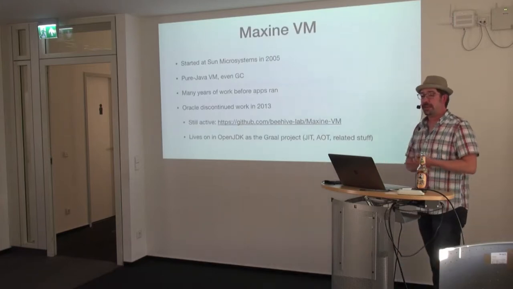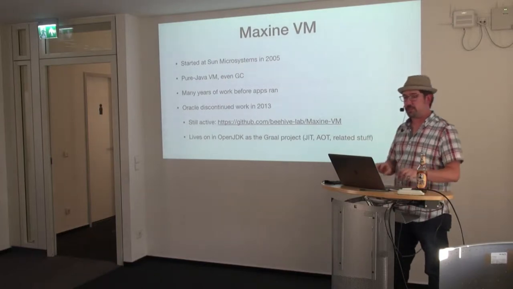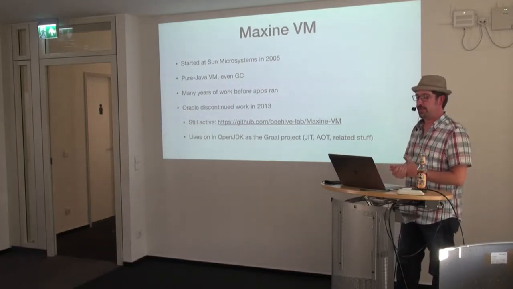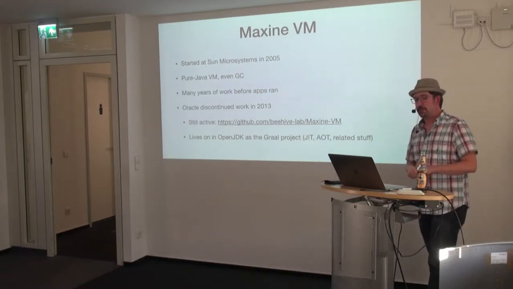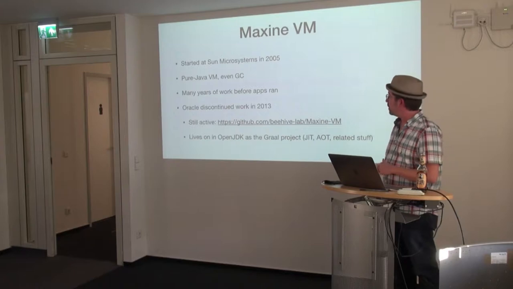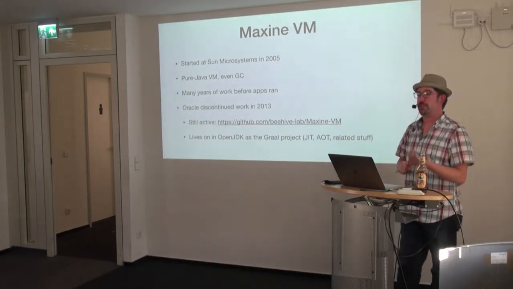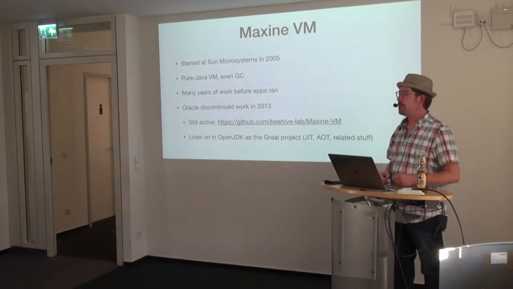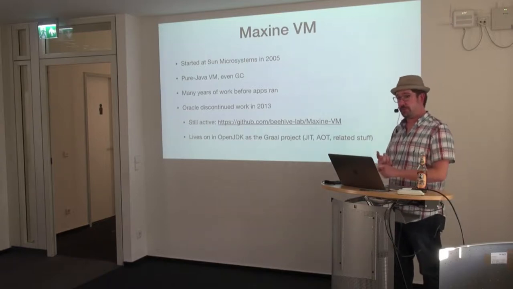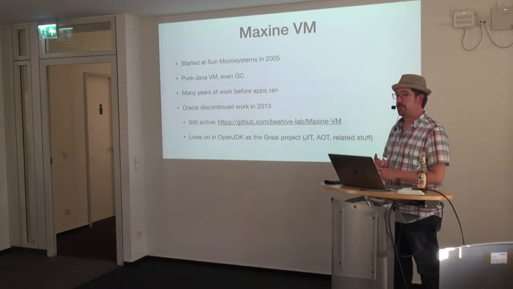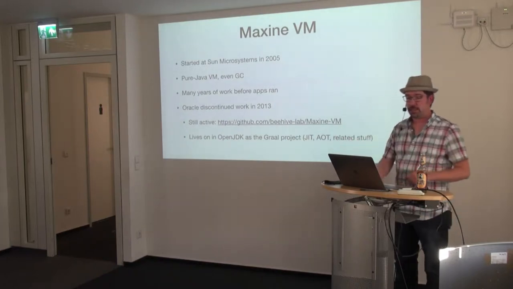All right, so I mentioned the Maxine VM a little earlier. This was a very cool project, and this is going to have lasting effects on the JVM because of the Graal compiler that came out of it. In 2005, some folks at Sun Microsystems Labs decided that they would try to do their own metacircular VM, like the Jikes RVM, implementing everything in Java. This means even the JIT, the garbage collector and memory management implemented in Java through all sorts of weird compiler tricks and annotations.